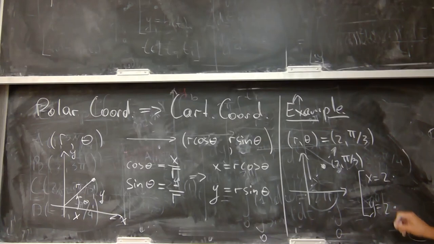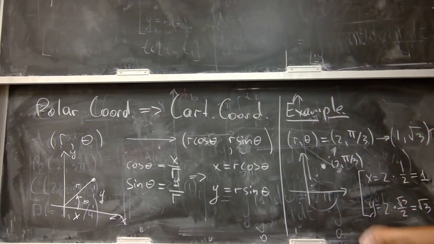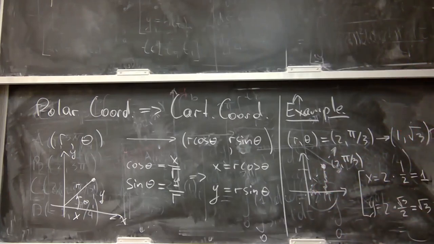And then I'm going to multiply by cosine π/3 and sine π/3. Cosine π/3 is equal to 1/2, and sine π/3 is equal to square root of 3 over 2. So I will get x equals 1 and y equals square root of 3. So this point I will translate into 1 and square root of 3. And you can see based on this picture that this is true because my y component is longer than my x component. Okay, so here we are done.